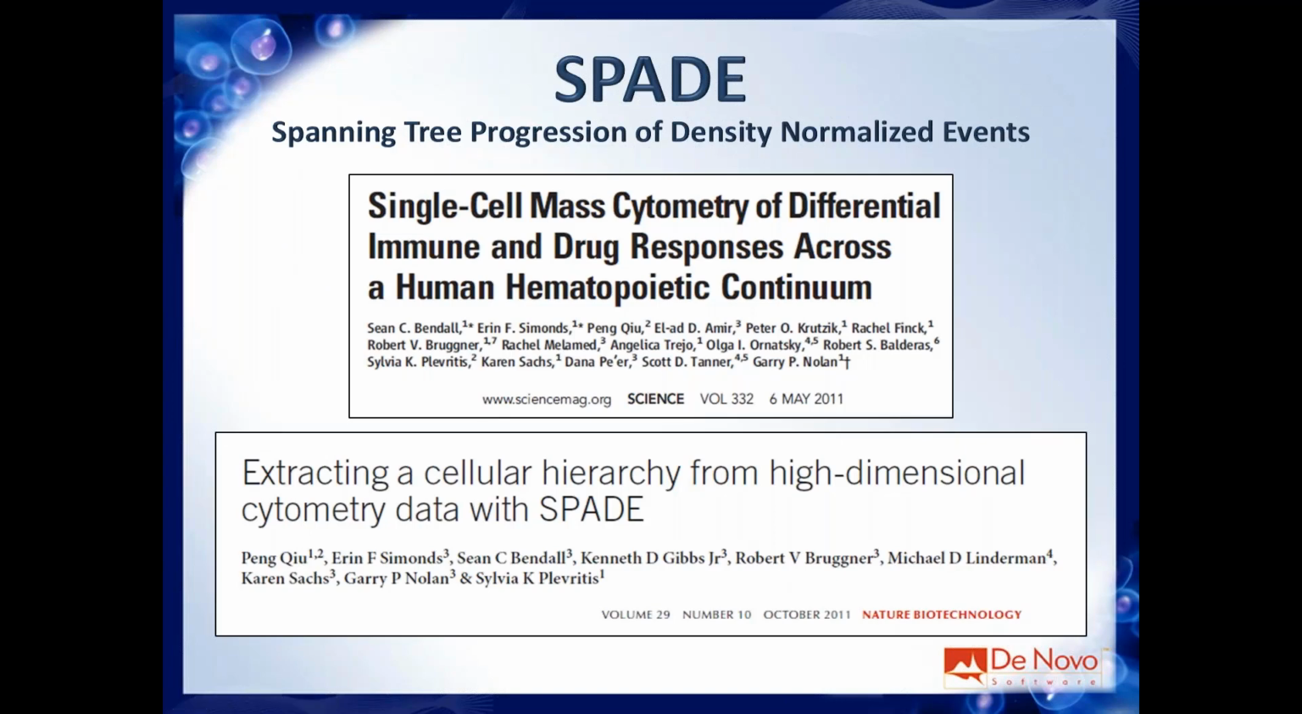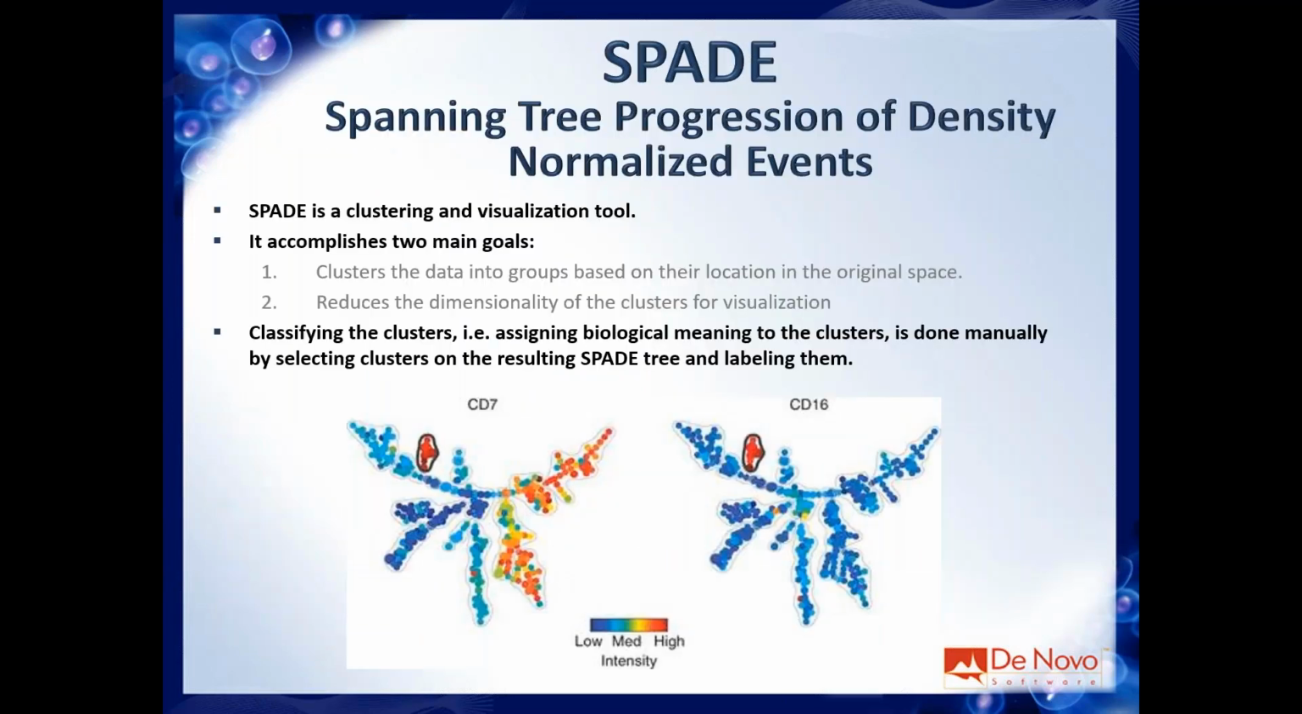So SPADE, the main point of our webinar today, was published in 2011, so it's now pretty well established. It was a kind of revolution in the multidimensional analysis in flow cytometry. So you see, very high impact journals, Science and Nature Biotechnology. SPADE, by definition, is a clustering, of course, and it's also a visualization tool.